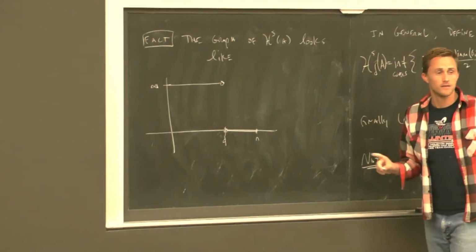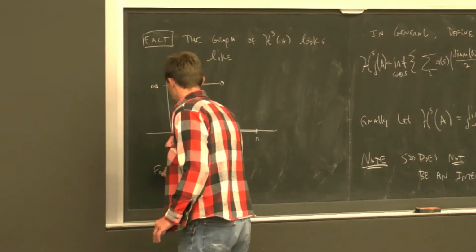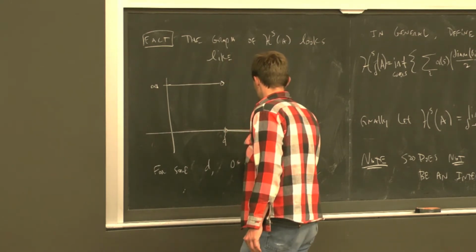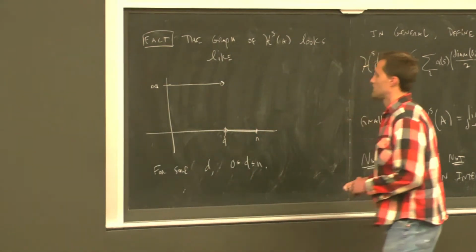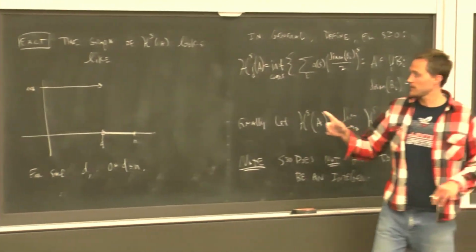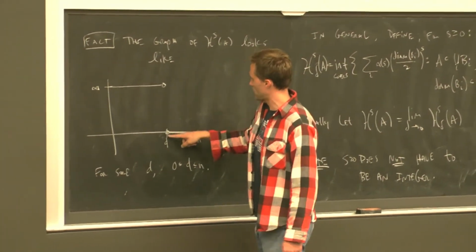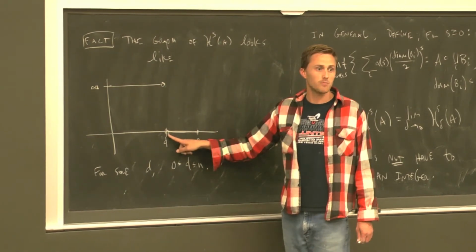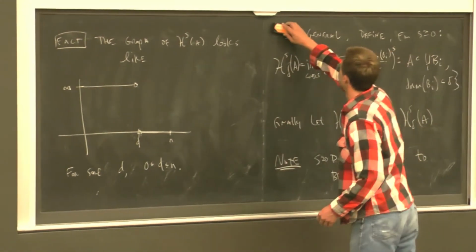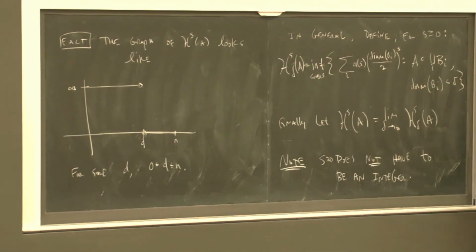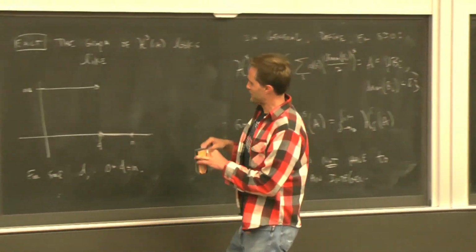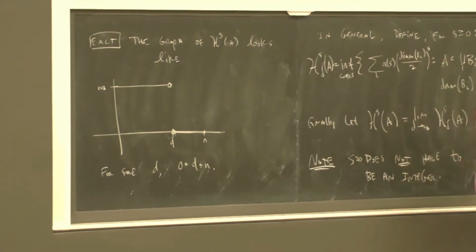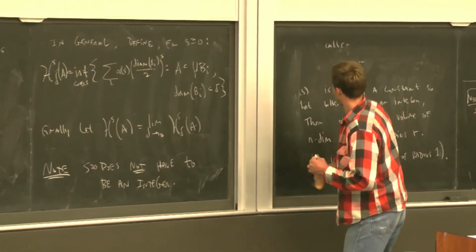For some d, 0 less than or equal to d, less than or equal to n. So it'll be infinity all the way up to a certain number, then it'll drop down to 0. But we don't know what H^d of A could be, anything. Didn't you just say it was 0? Those are open circles, yes. These are open circles. I didn't want to put H^d of A anywhere.